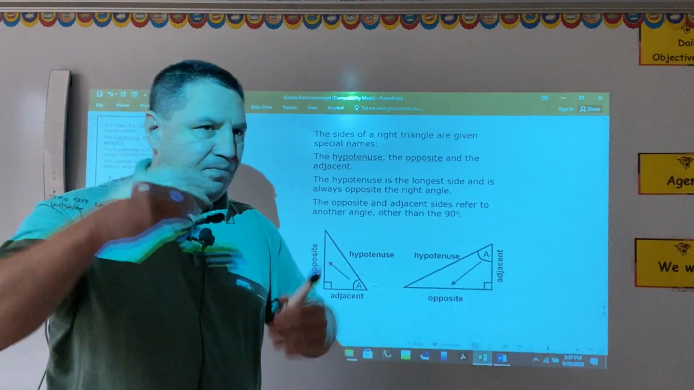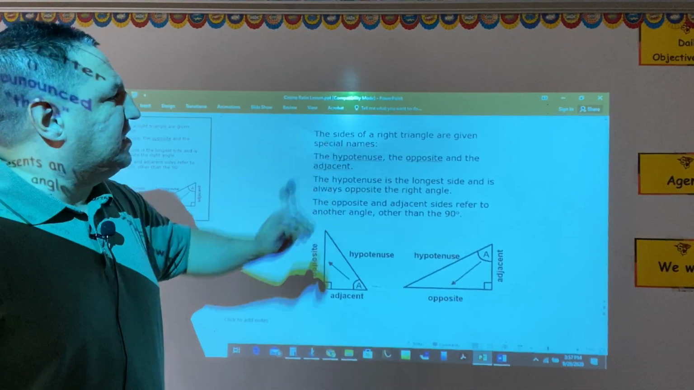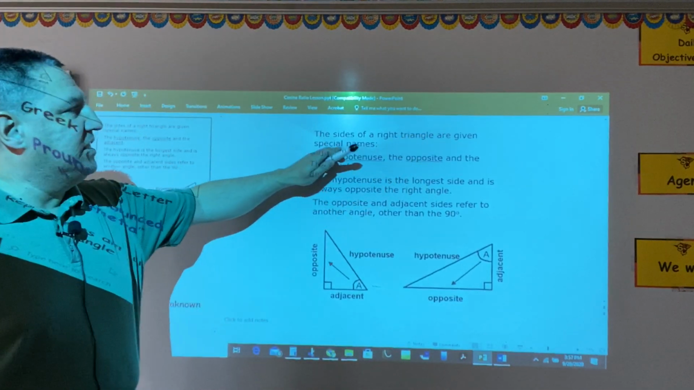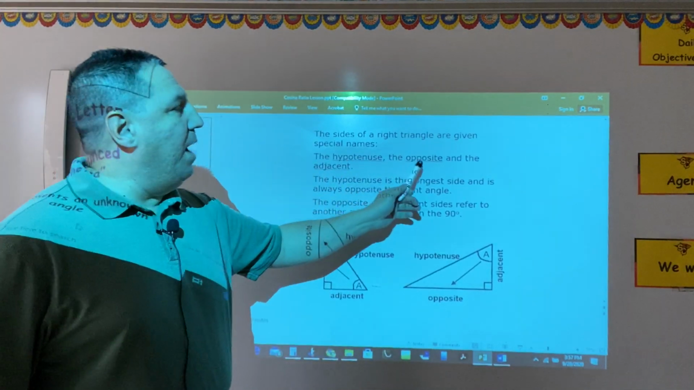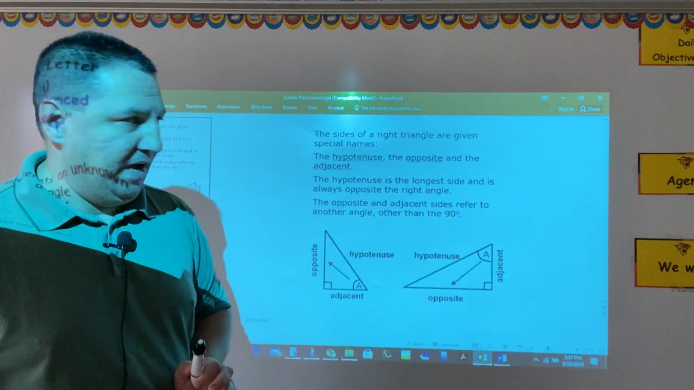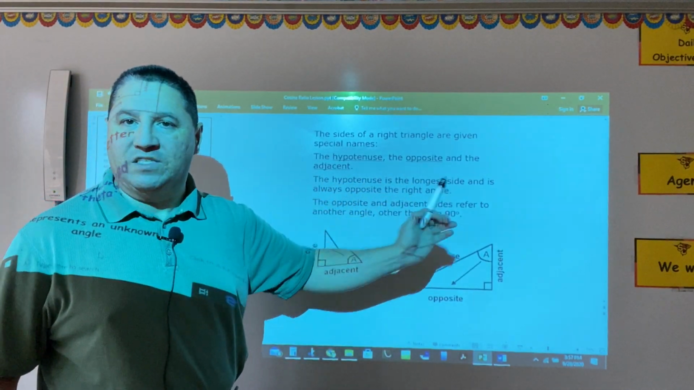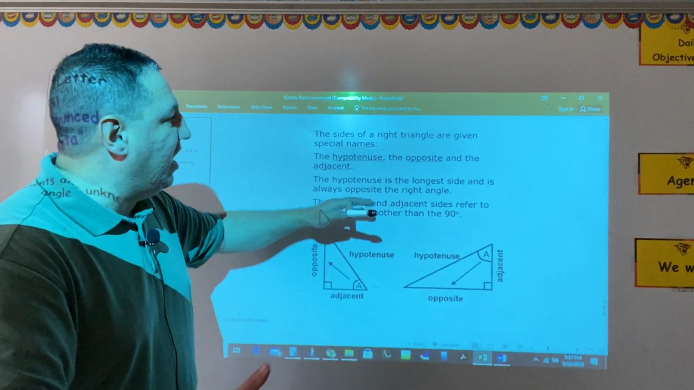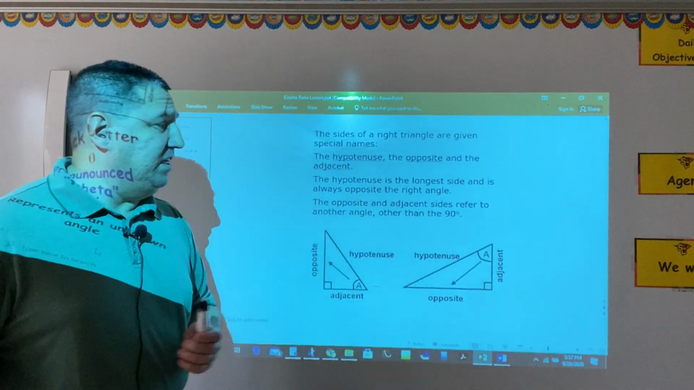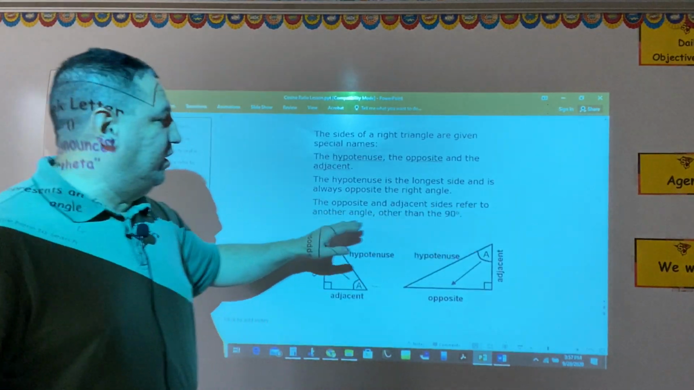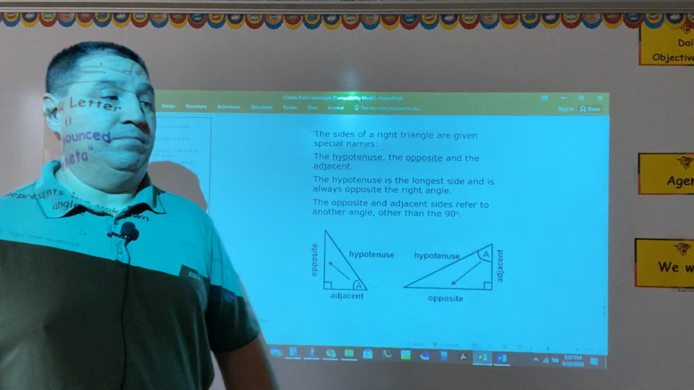Again, a few things to remind. The sides of a right triangle are given special names, right? So the hypotenuse, the opposite, and the adjacent sides. The hypotenuse, as we know, is the longest side in the right triangle and is always opposite the right angle. The opposite and adjacent sides refer to another angle other than the 90, right?